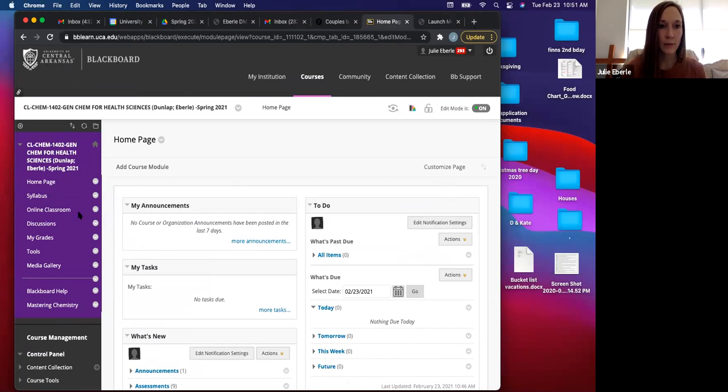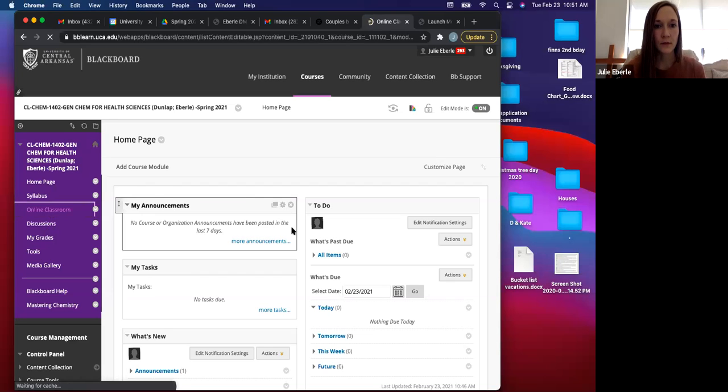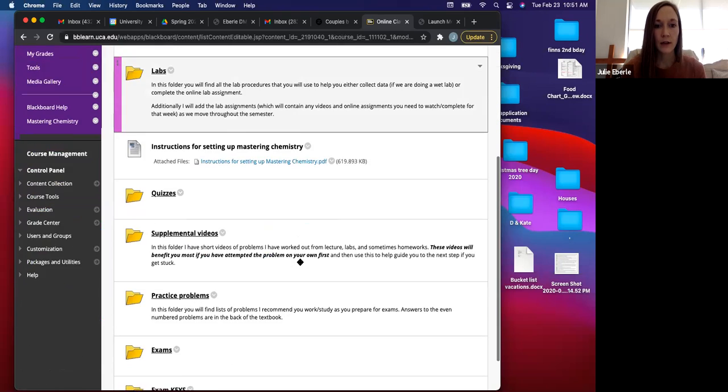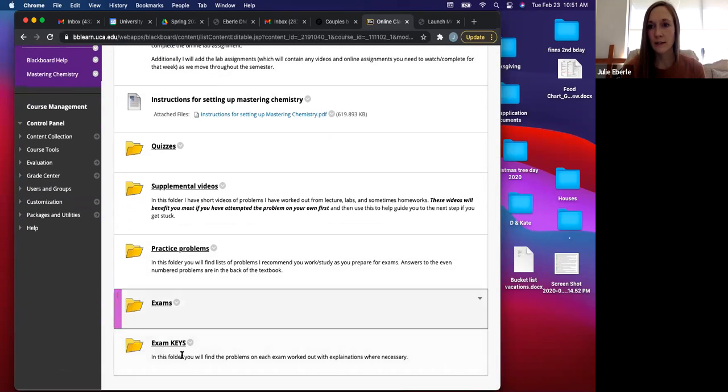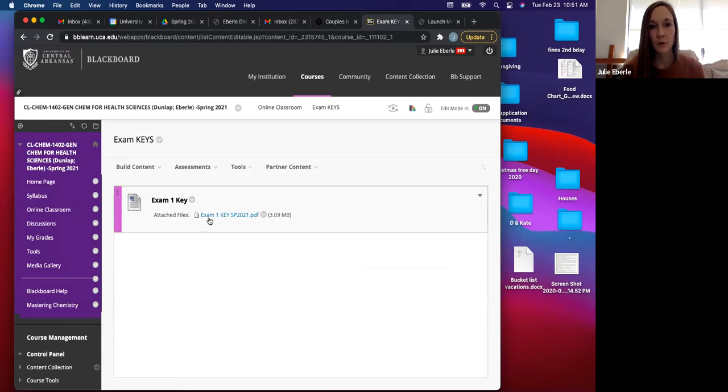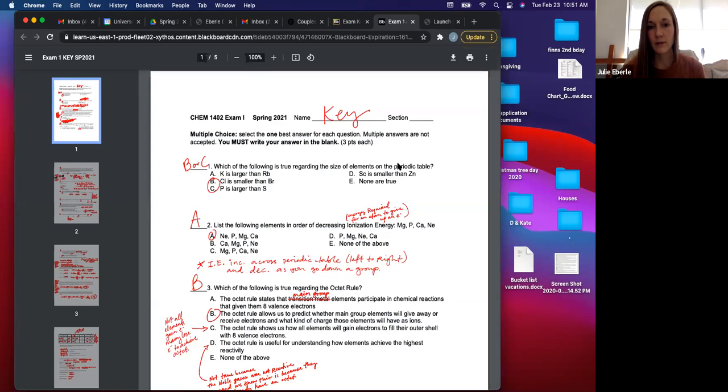If you're on Blackboard, you should go to Online Classroom. When you do that, you scroll down, and now you see there's a new folder down here. It says Exam Keys. If you click on that, there's the exam 1 key, and here's what it looks like. If we had had the exam in paper form, it would have looked more like this, and I've just gone through and answered everything.